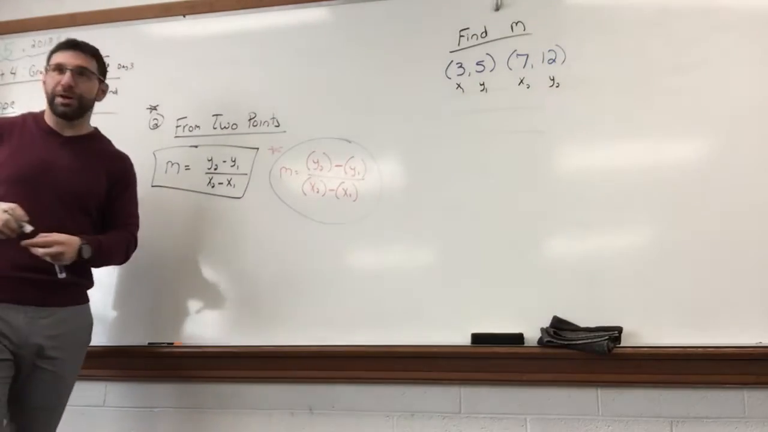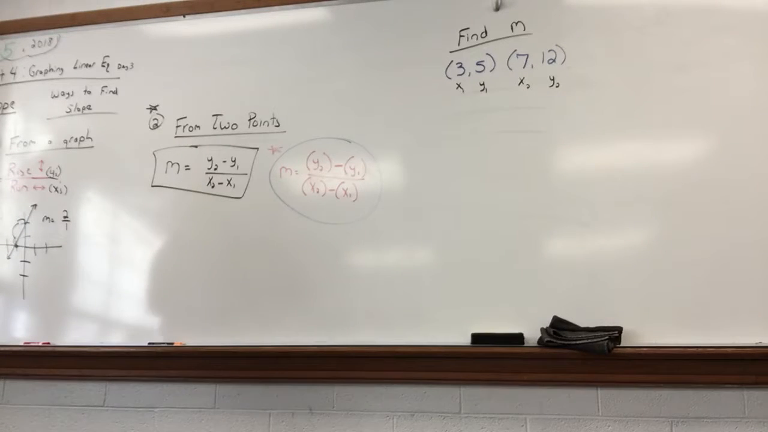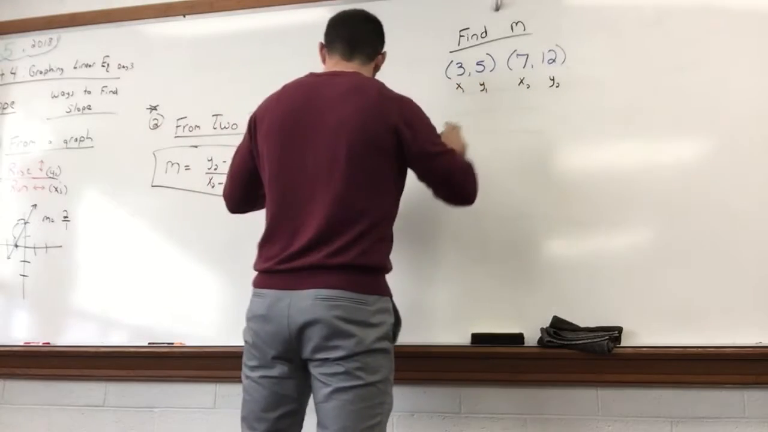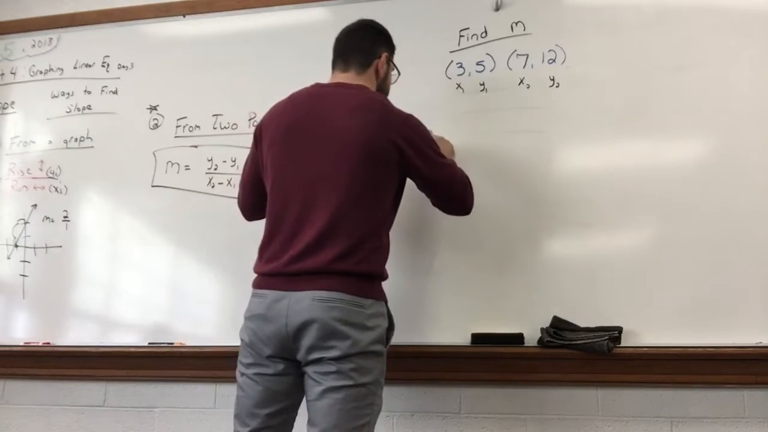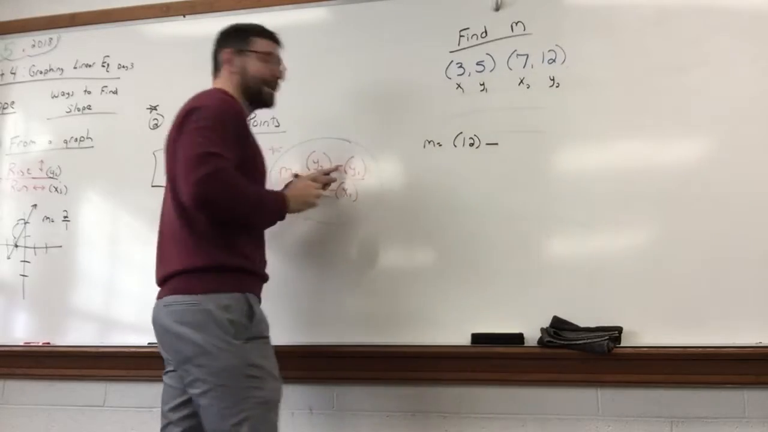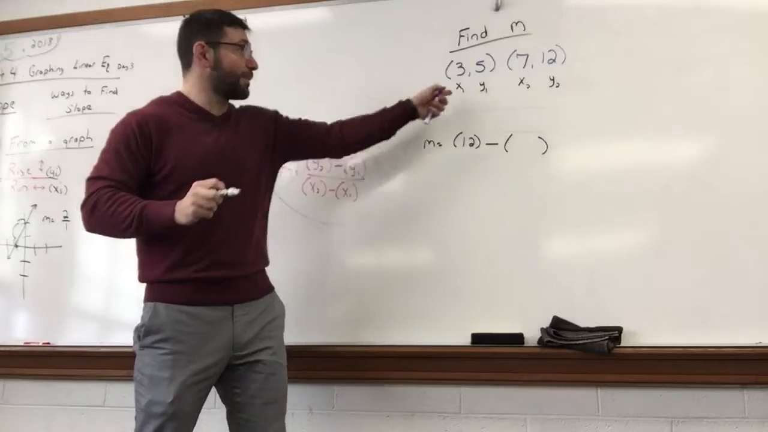So now I've got an x1, a y1, an x2, and a y2. To find slope, it is y2 minus y1 divided by x2 minus x1. We're substituting in. So I'm going to take my y2. So I'm going to say m equals y2 is 12 minus my y1. And this is where you need to be careful. This is why we label.